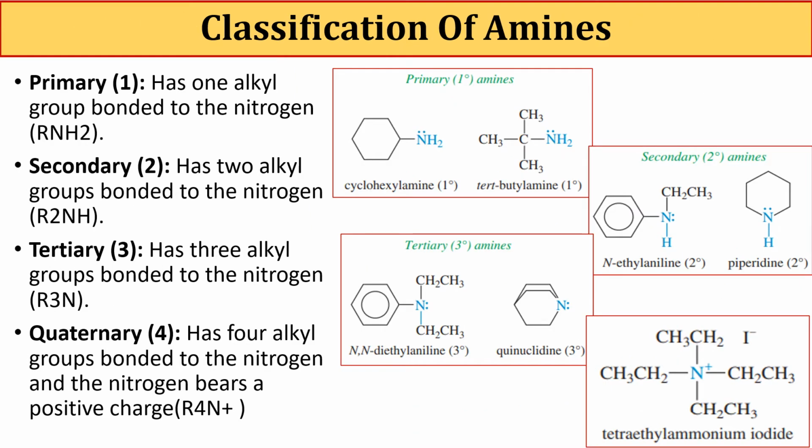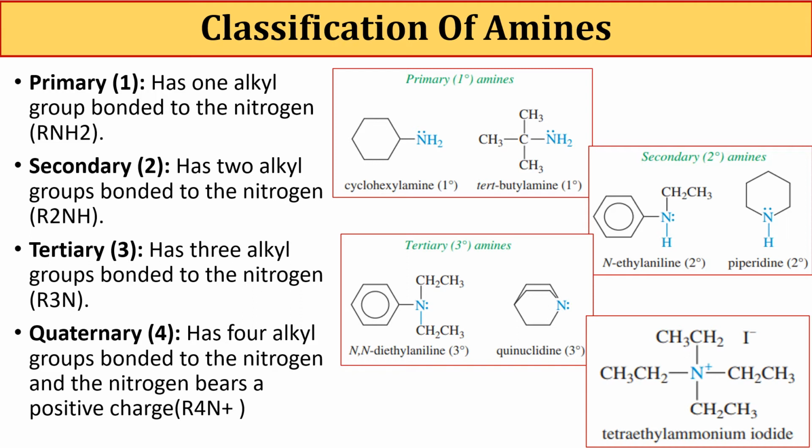Classification of amines. Amines are classified as primary, secondary, tertiary, or quaternary. Primary has one alkyl group bonded to the nitrogen. Secondary has two alkyl groups bonded to the nitrogen. Tertiary has three alkyl groups bonded to the nitrogen, and quaternary has four alkyl groups bonded to the nitrogen, and the nitrogen bears a positive charge.